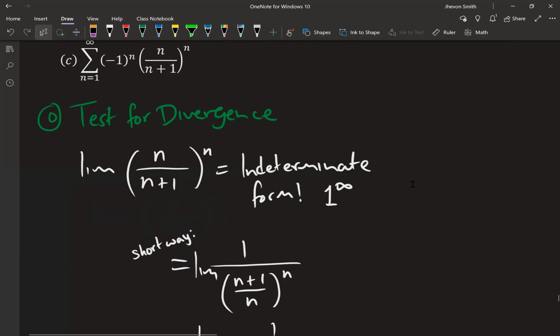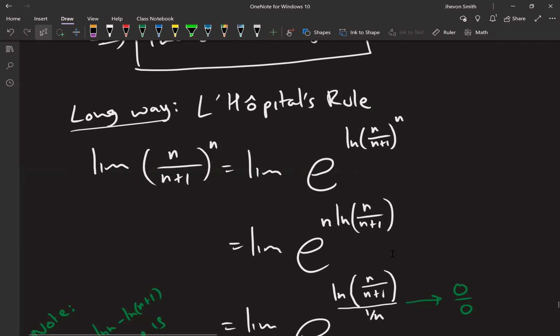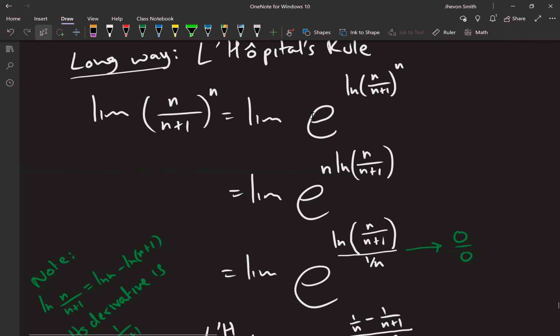There are a couple ways. One, if you know the definition of e as a limit, you can get to it quicker. You can do it here in like 4 lines. Or probably the way that most people go about it is to rewrite it with the exponential and apply L'Hopital's rule.